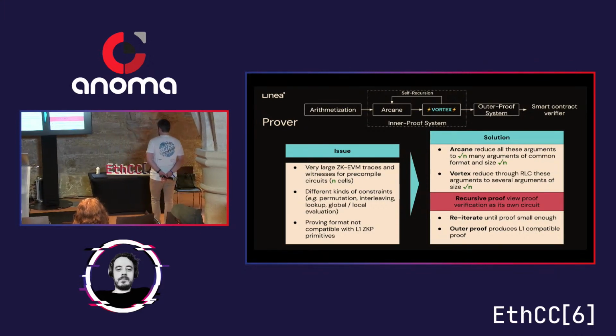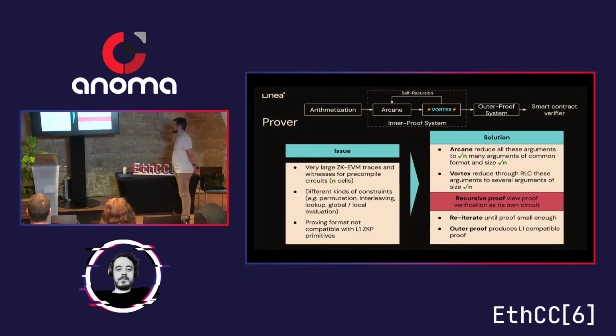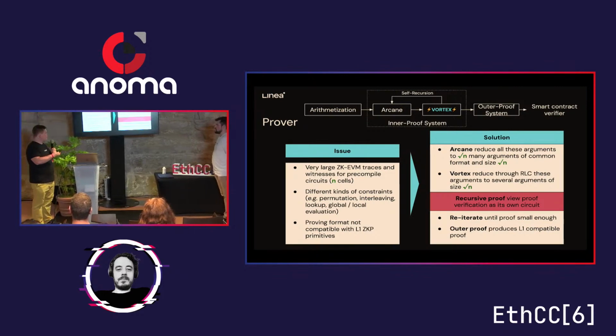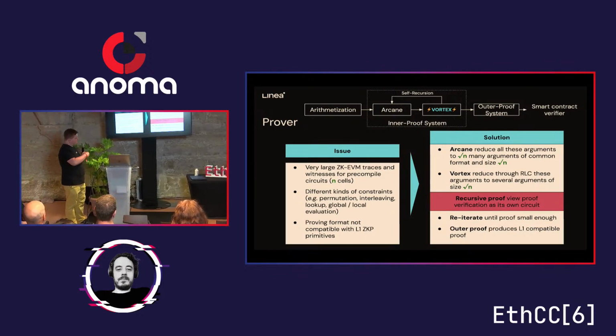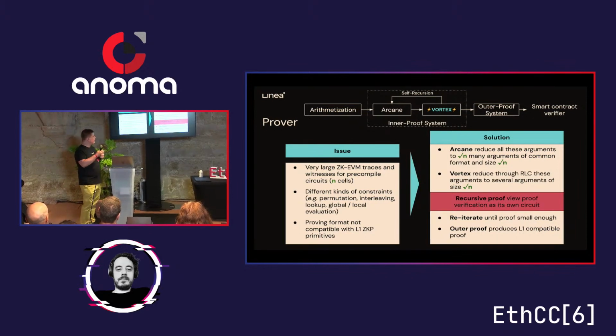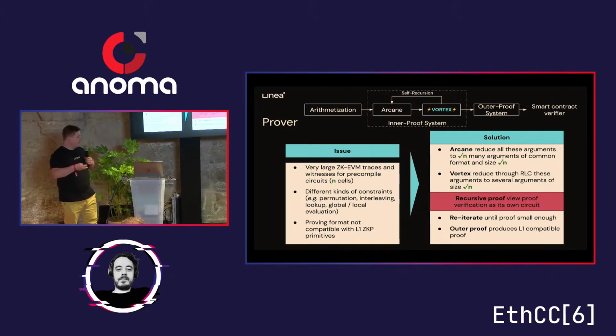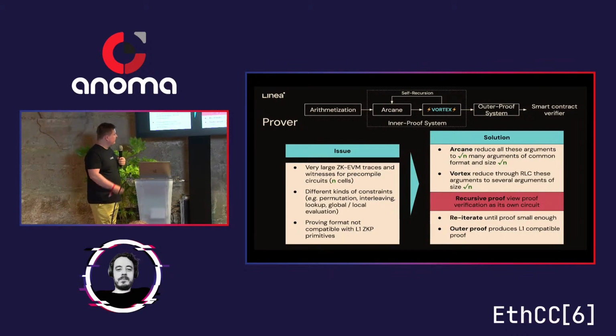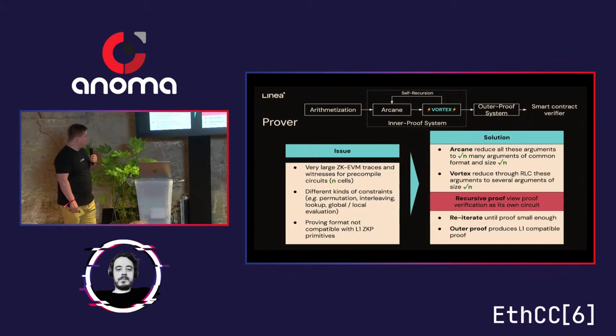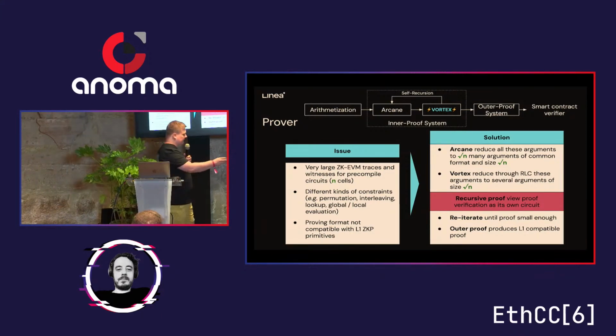But we do it until a point where the proof becomes manageable in size, in the sense that we can produce a proof which is L1 compatible, so we can produce a Plonkish style proof for the entirety of the argument. And at this point, we are able to publish it on mainnet and to have the smart contract verify it. So this will be it from me. I'll hand it back to Franklin.